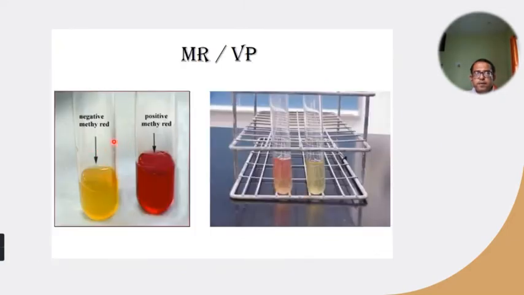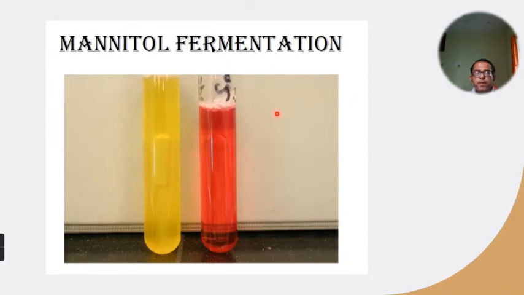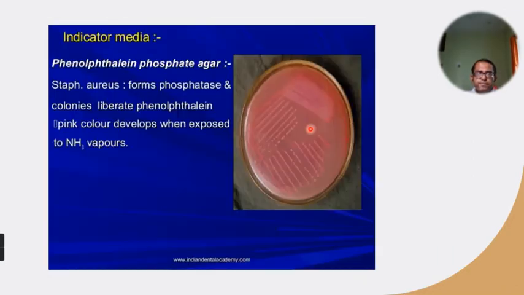Here, this is the MR test, which is shown positive. This is the VP test, which is shown positive. This is the normal medium. After production of the urease enzyme, the slope becomes pink in color. So this is urease test positive. This is the mannitol fermentation test, which is shown positive here.